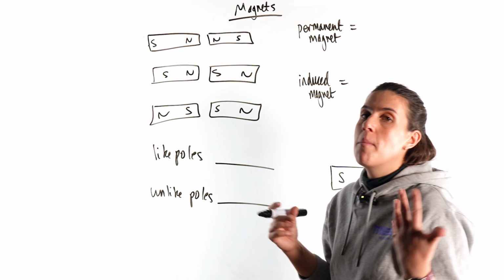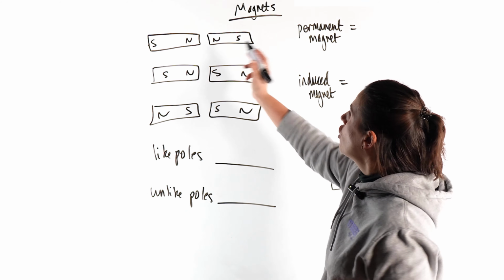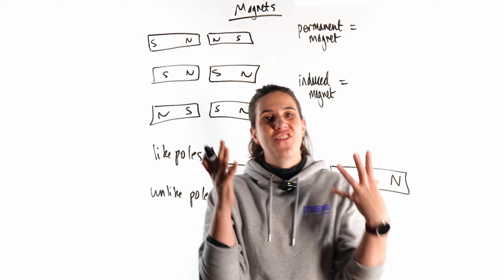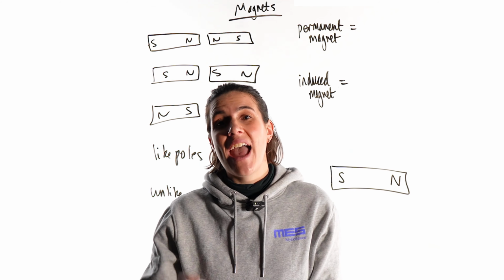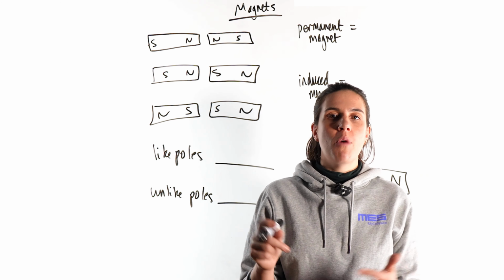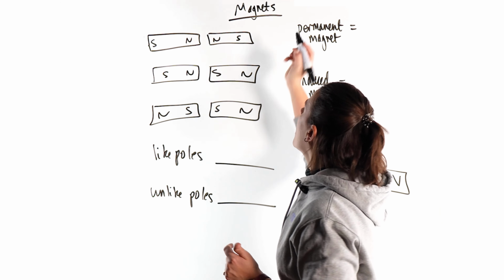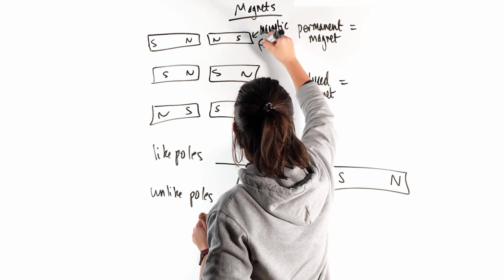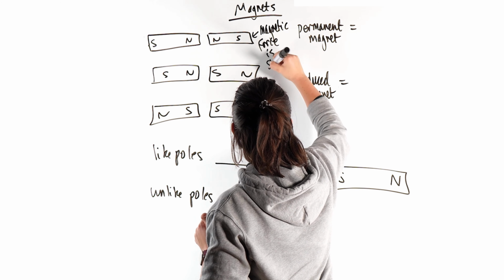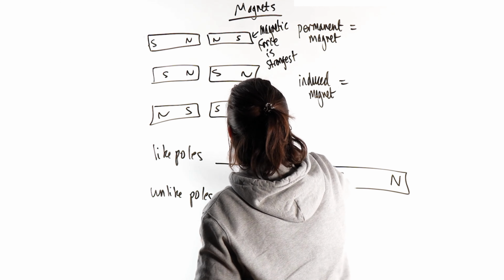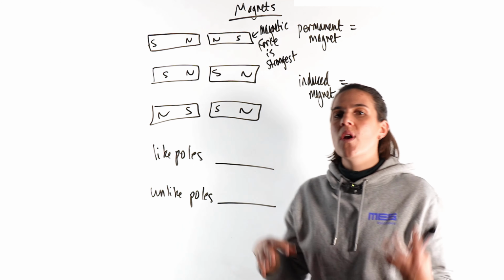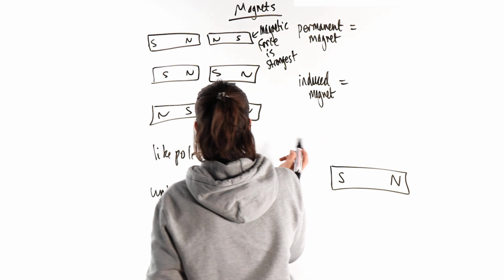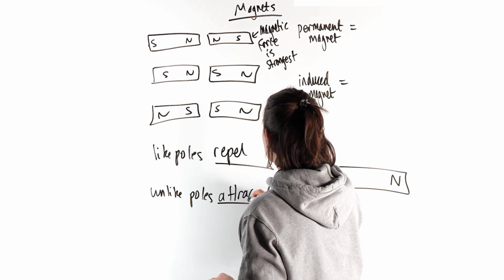Now, I'm hoping that you know that a magnet has got two poles. It's got a north pole and it's got a south pole. You're going to talk more about magnetic field lines and strength in my next video. But all you need to know at the moment is that where we've got the poles, that's where the magnetic force is strongest, okay?